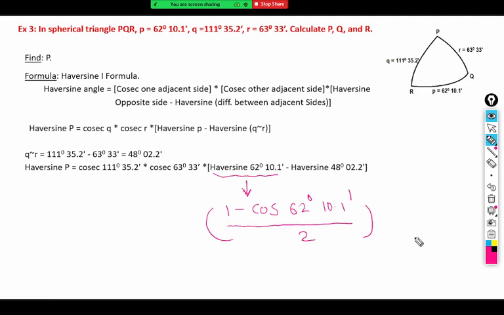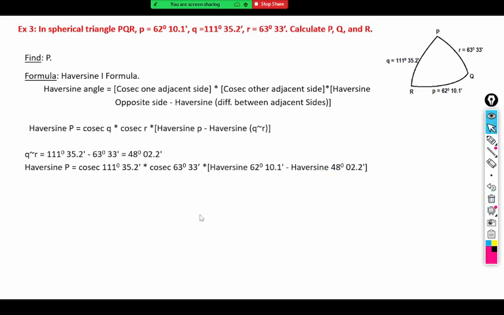You can do it on the rough, on the side work. So this calculation and similar calculation you can do for this also: 1 minus cos of 48 degree 2.2 minute upon 2. That also you can do as side work. And then you can replace that value. Okay, so this calculation you have to do. So I will show you here. That answer is written directly here. This is actually 1 minus cos theta upon 2.